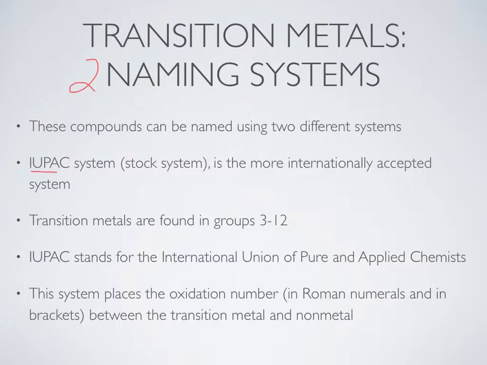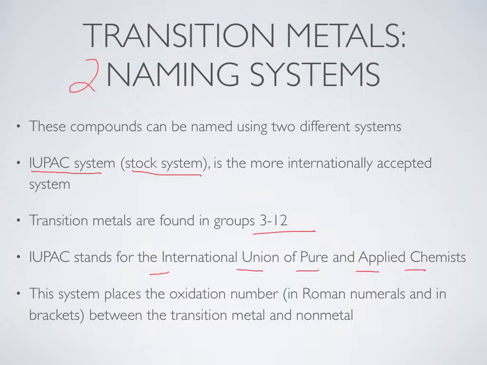So we have the IUPAC system, which is also known as the Stock system. This is a more internationally accepted system. It involves transition metals that are found from groups 3 to 12 on your periodic table. IUPAC stands for International Union of Pure and Applied Chemists.